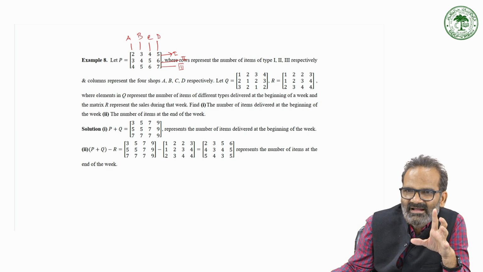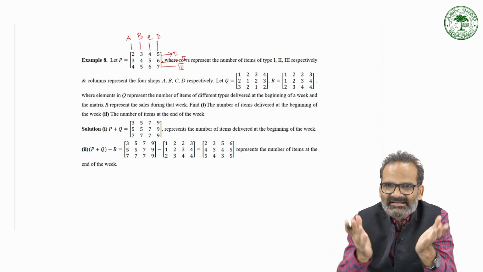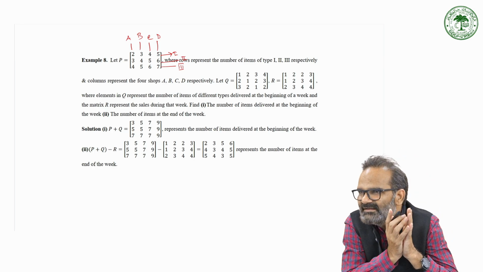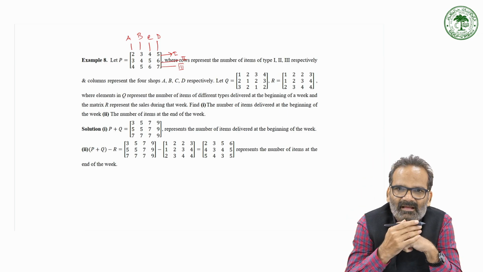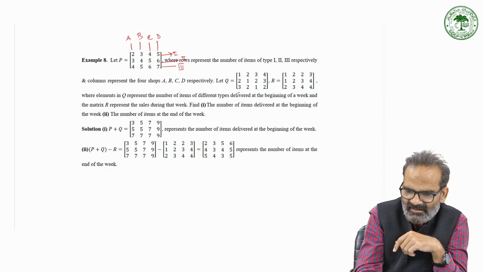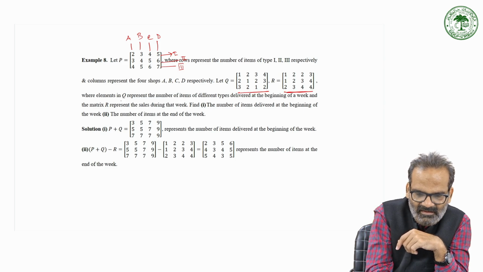Clear? So this matrix simply represents what? 3 varieties of items or commodities are available in these 4 shops A, B, C, D. This is what this matrix in fact represents. What is next? Let Q be equal to this. They have taken a matrix Q like this, and R is another matrix like this, where elements in Q represent the number of different items delivered at the beginning of a week, and the matrix R represents the sales during that week.